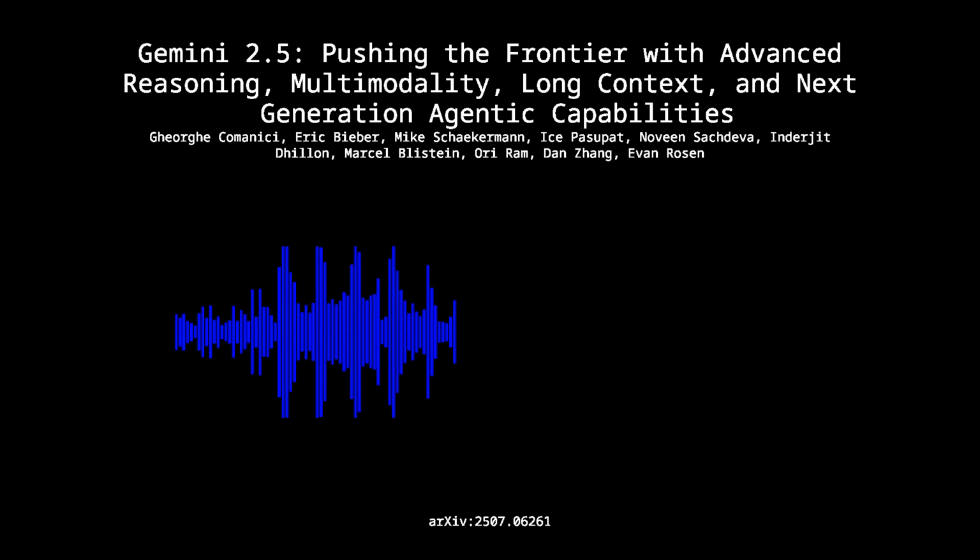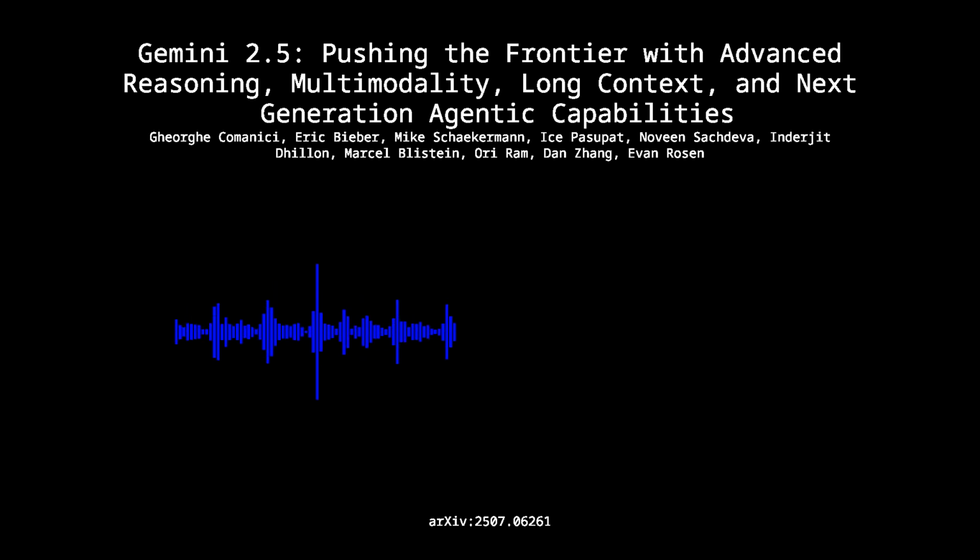Exactly. And for you listening, whether you're coming from ML, data science, or applied math, this report really does signal a pretty major inflection point. We're talking about a big shift in the capability versus cost Pareto frontier. And we're seeing these huge nonlinear jumps in reasoning, true multimodality, and what they're calling next-gen agentic capabilities.